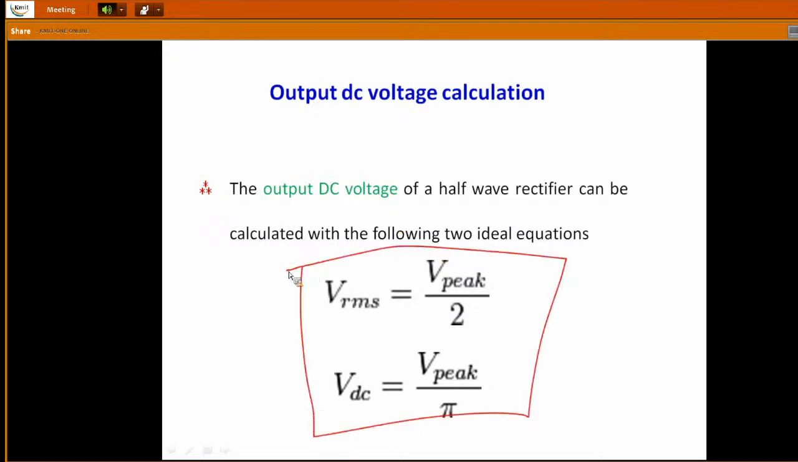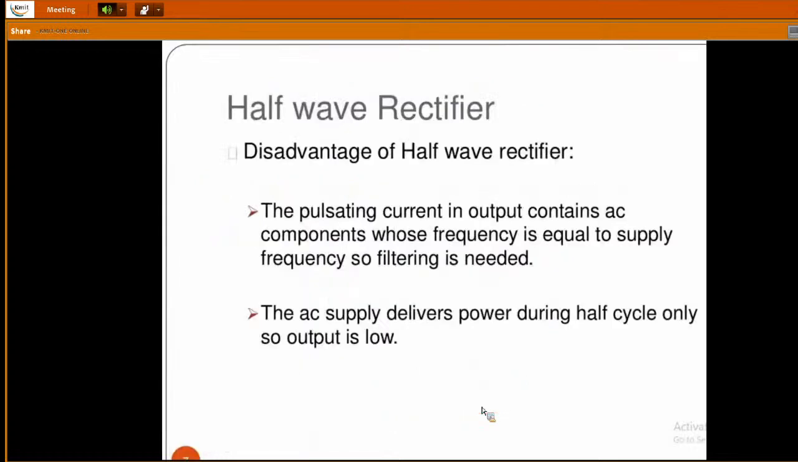What are those two? RMS voltage is given by peak voltage by 2, and the DC voltage is given by peak voltage by pi. Remember these two formulae. We are going to use these two formulae nearly 10 to 20 times in today's class. Remember: RMS voltage, peak voltage by 2; DC voltage, peak voltage by pi. These are the two basic expressions we are going to use for today's part.